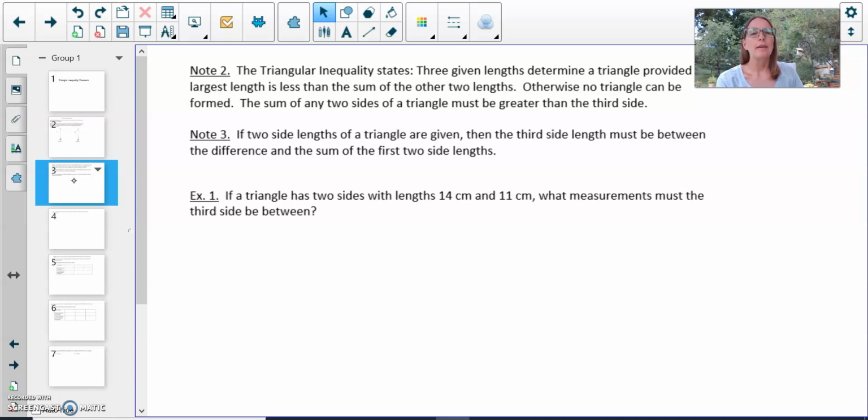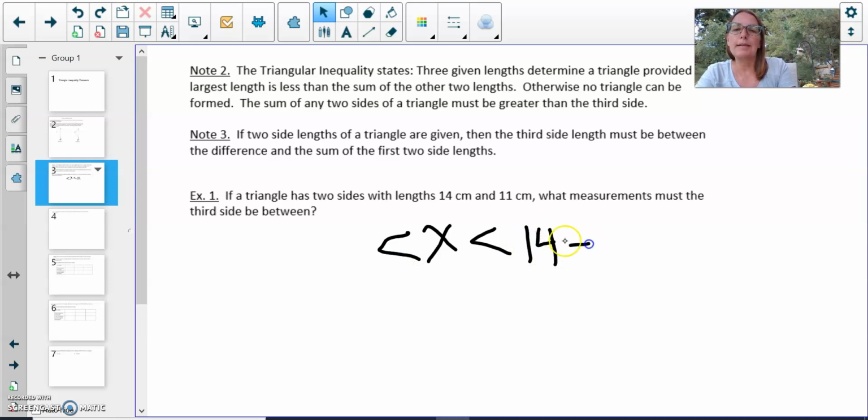Note 3. If two side lengths of a triangle are given, then the third side length must be between the difference and the sum of the first two sides. So here's an example. If a triangle has two sides with lengths 14 centimeters and 11 centimeters, what measurements must the third side be between? So we're going to call X the third side. That third side has to be between the sum, 14 plus 11, and the difference, 14 minus 11.